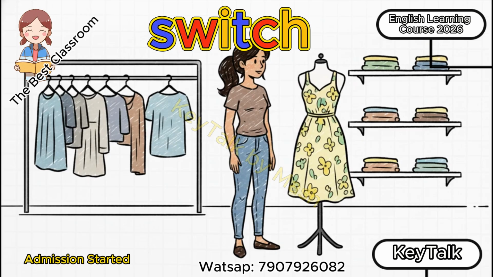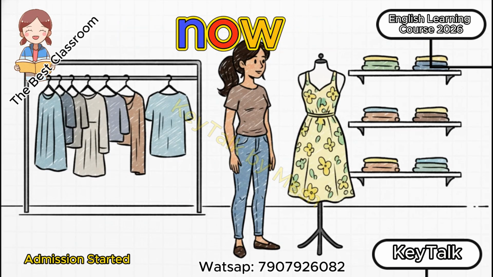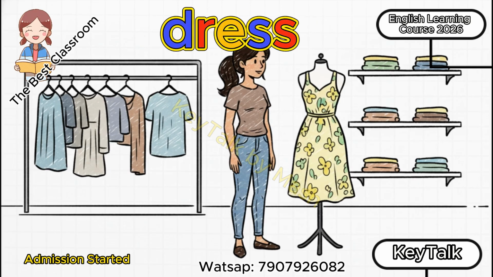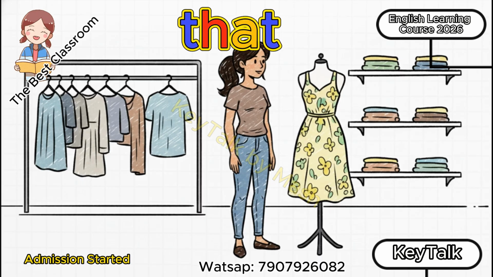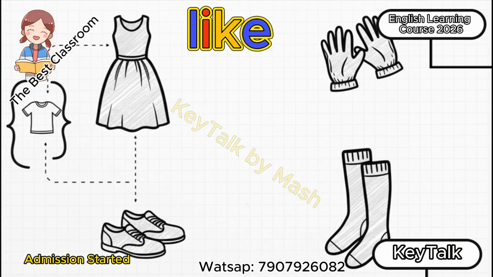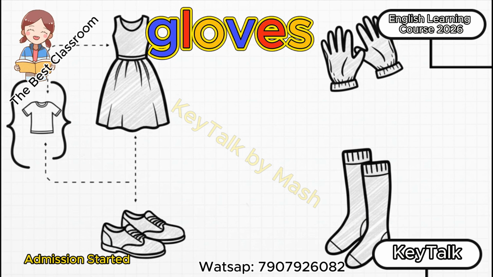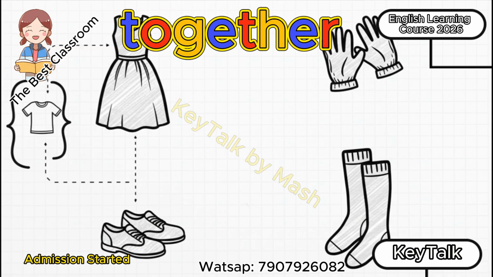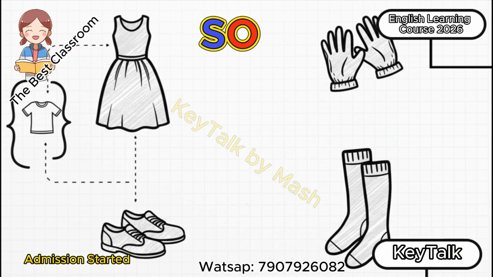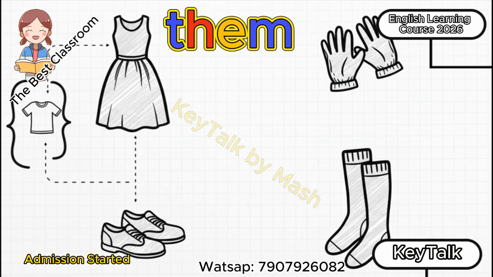All right, let's switch things up. Picture this. Nasira isn't at home anymore. Now she's in a store, and she's getting a new dress. So what kind of things do you usually find in a store like that? Well, you'd find things like dresses, obviously, but also shoes, maybe some gloves, and stockings. And what do we call all these things together? They're all types of clothing. So clothing is kind of the big umbrella name for all of them.